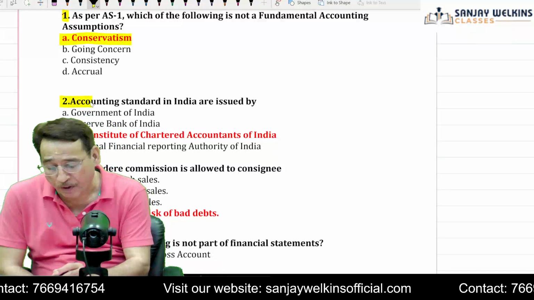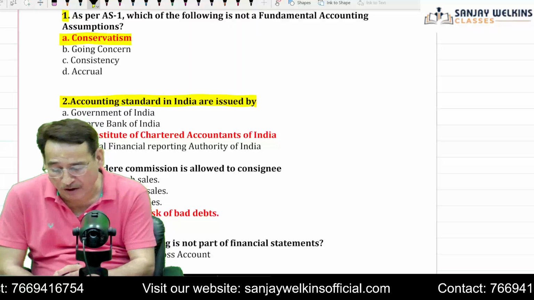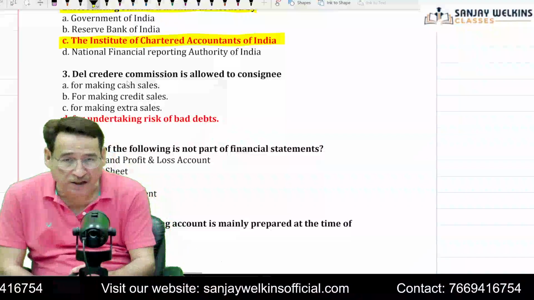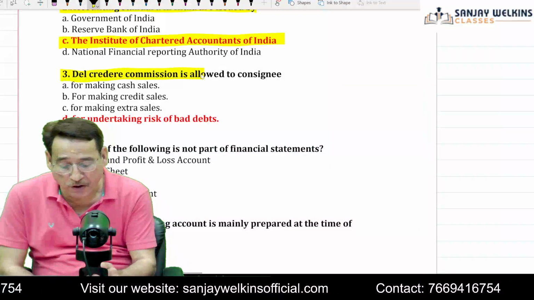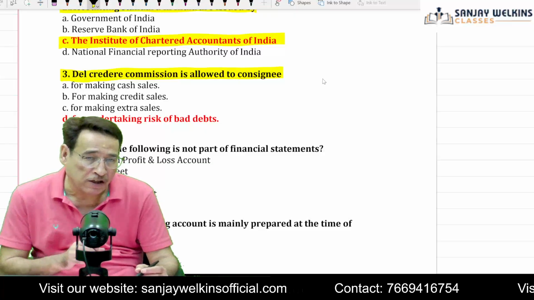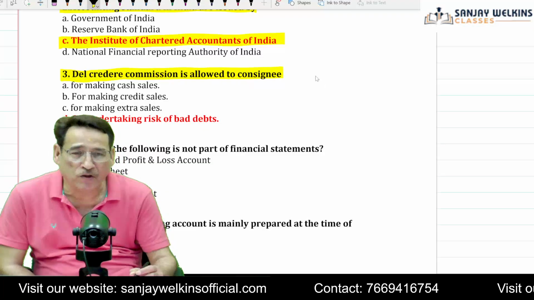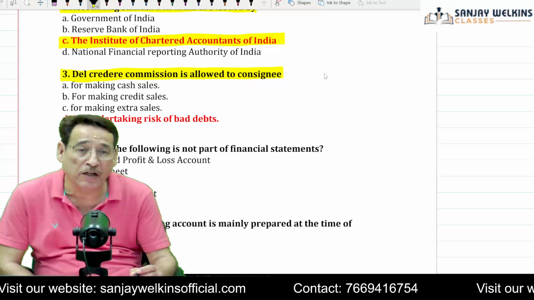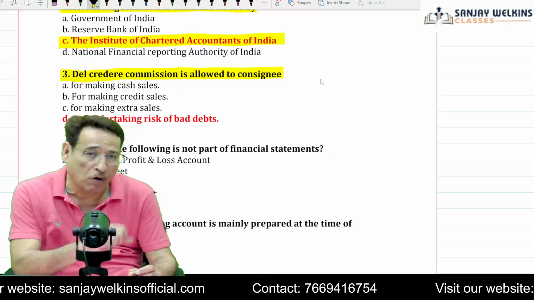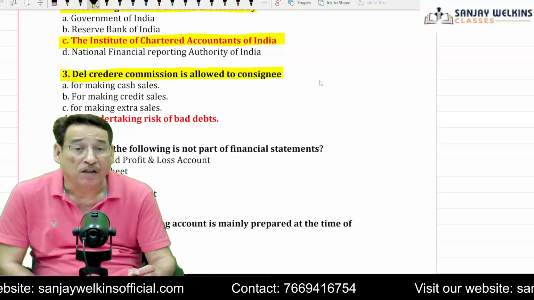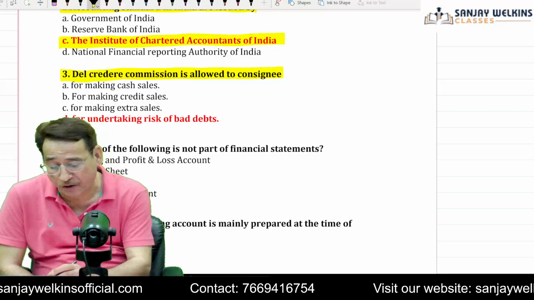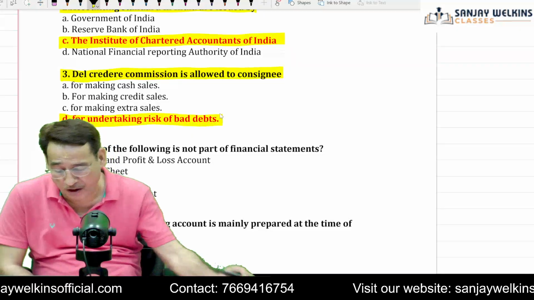Point number A. Accounting standards in India are issued by the Institute of Chartered Accountants of India. I need not tell you, at least at your level. Del credere commission is allowed to the consignee. Why? Often the consignor allows del credere commission to the consignee to safeguard himself from any possible risk of bad debts which may arise on account of credit sales. So if the consignor is allowing the consignee del credere commission, it means the consignee will undertake the risk of bad debts. So D will be your correct answer.